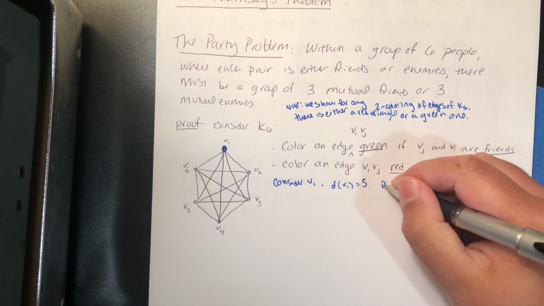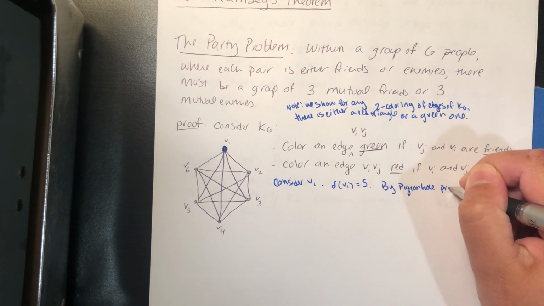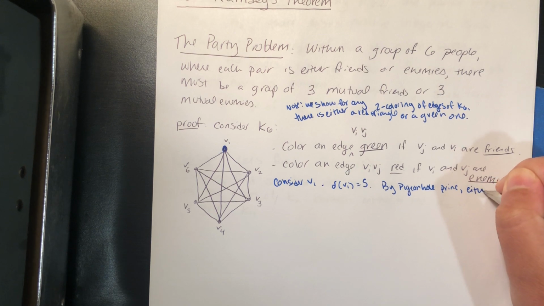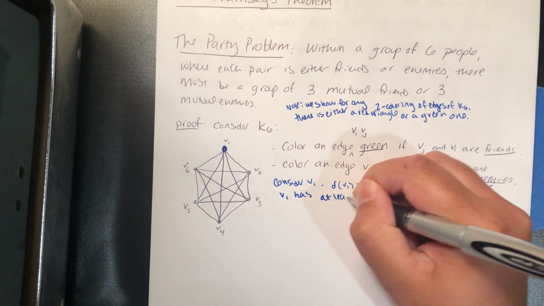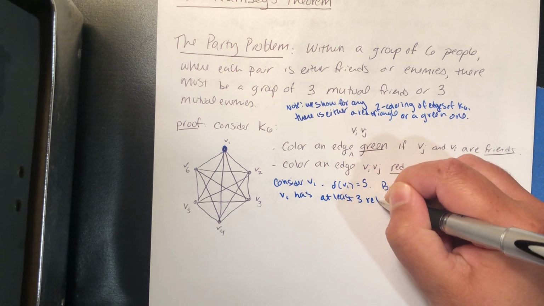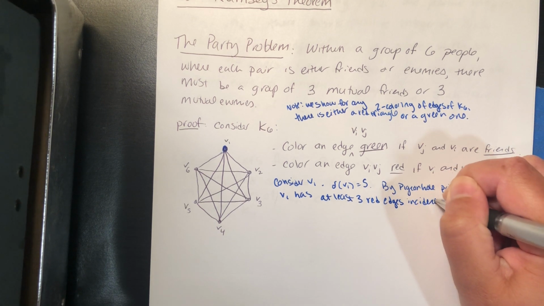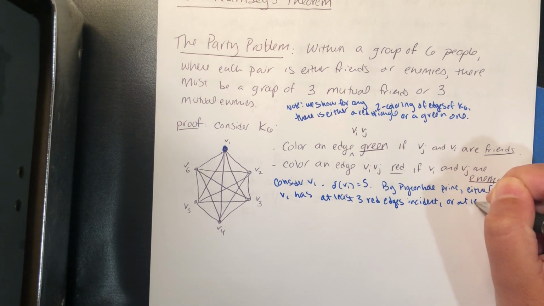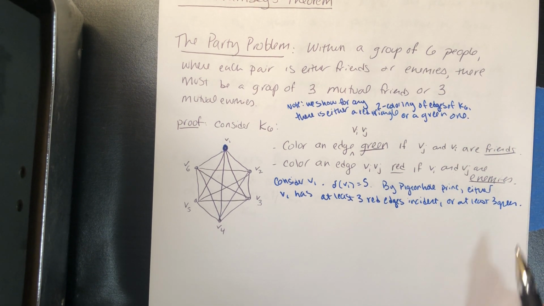So by the pigeonhole principle, either V1 has at least 3 red edges that are incident with it, or at least 3 green. Maybe they're all green, maybe they're all red, but that would still satisfy this. It's just saying you're not going to have only 2 red and only 2 green coming out. You have at least 3 of one of those.